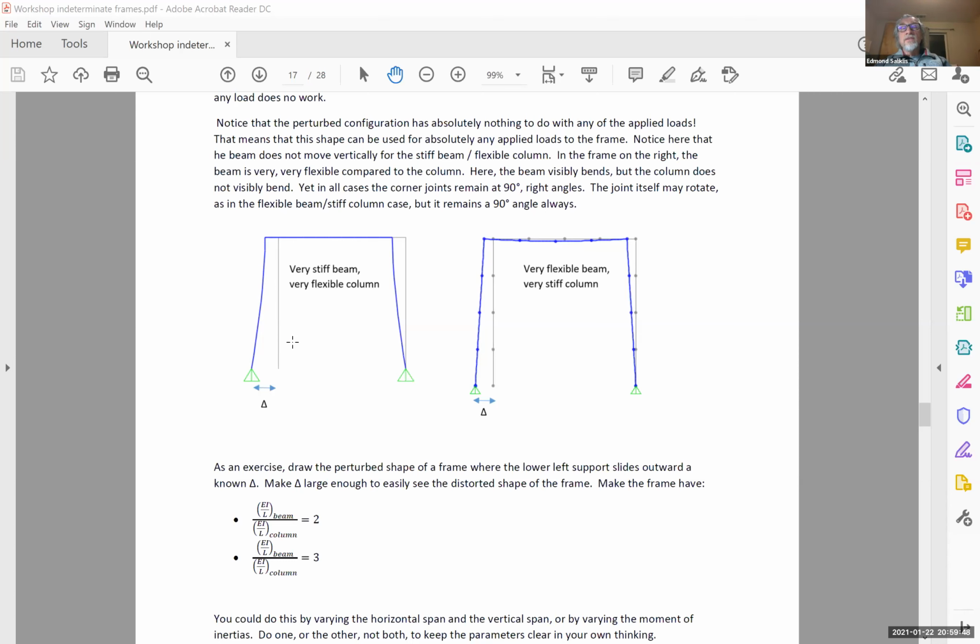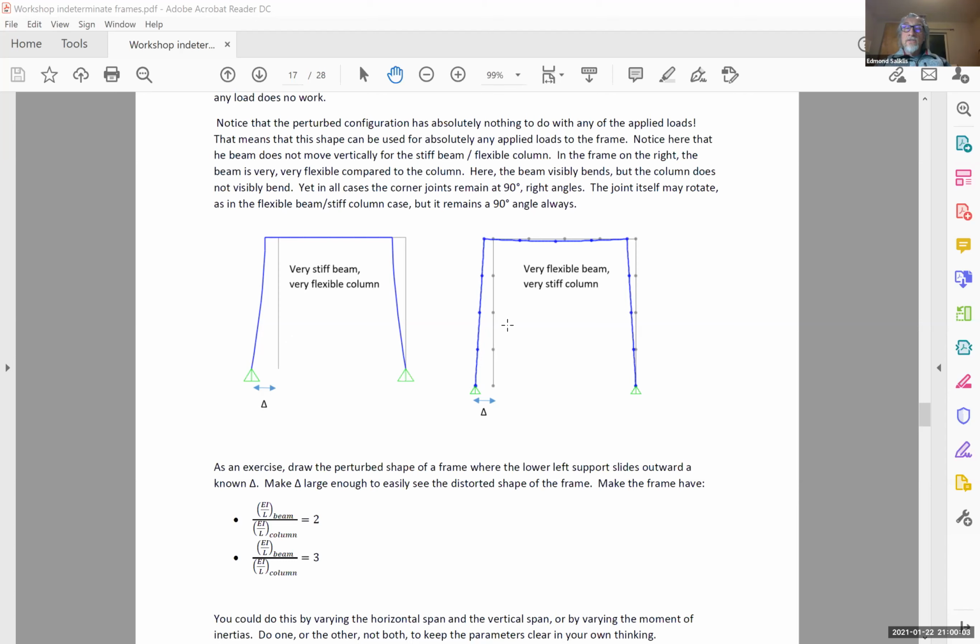Here in the left, I have a very, very stiff beam with a very, very flexible column. And I'm moving the lower left support laterally, some delta. How does the frame distort? Admittedly, maybe for students, that's not completely easy to develop that intuition. The other extreme here would be a very, very stiff column with a very, very flexible beam, the same delta at the lower left. Now, how does that frame distort?